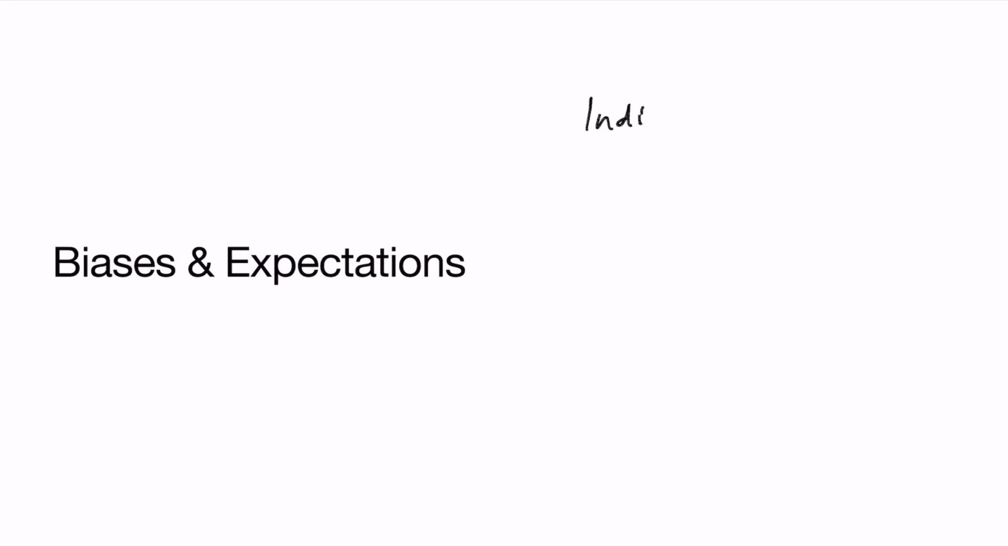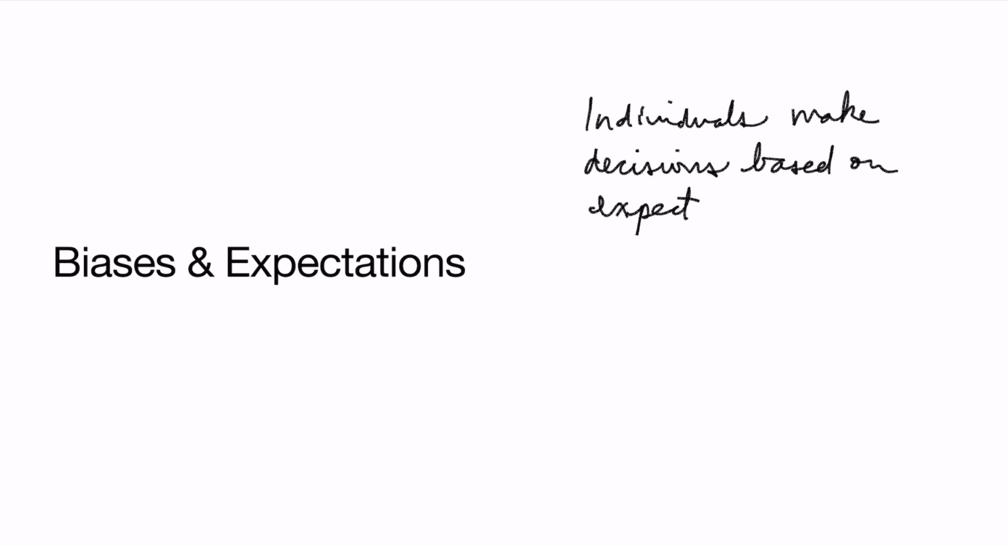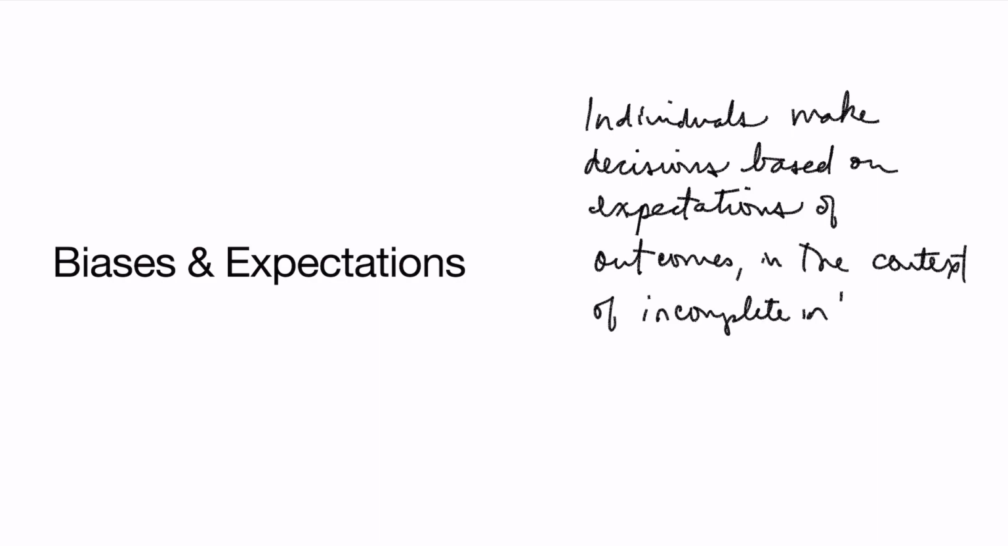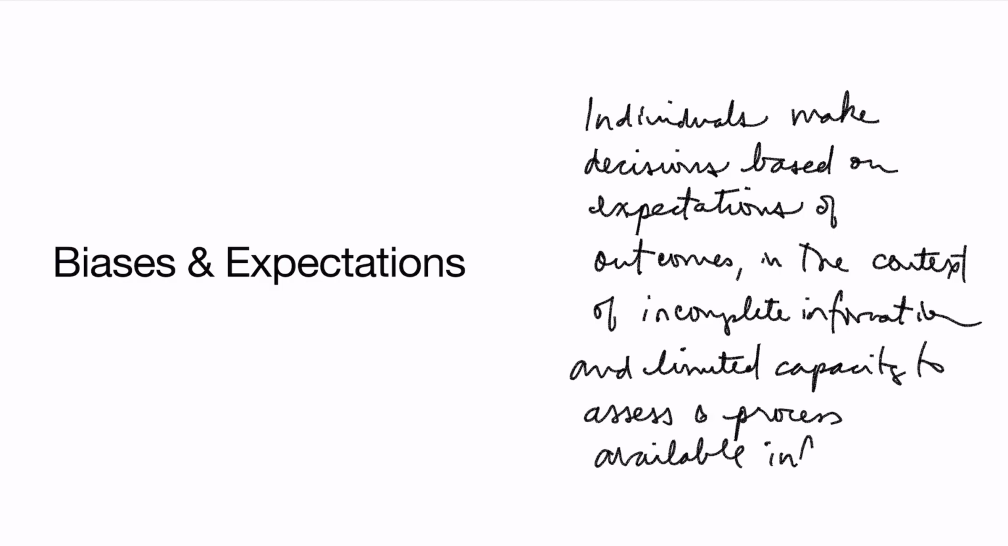Individuals make decisions based on expectations of outcomes in the context of incomplete information and limited capacity to assess and process information that is available. Thus, people develop heuristics, which are shortcuts for figuring something out, like always choosing option C. Often, these shortcuts manifest as irrationalities or biases toward one option as opposed to another.